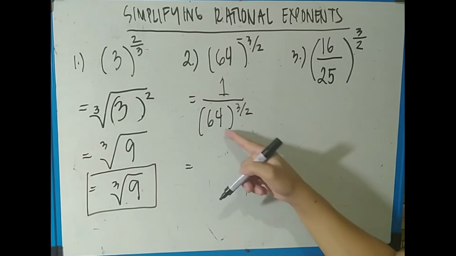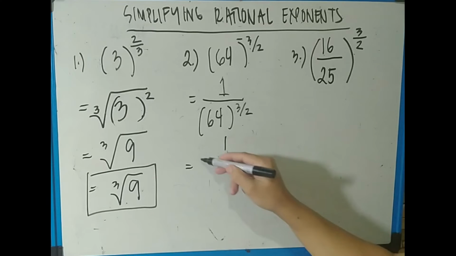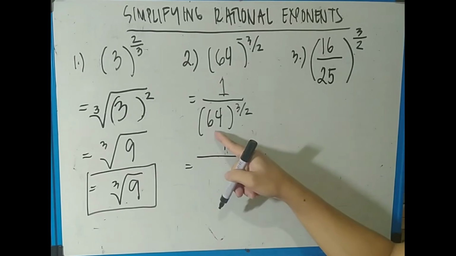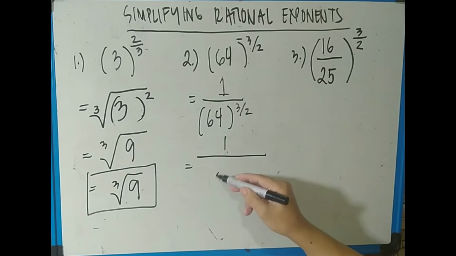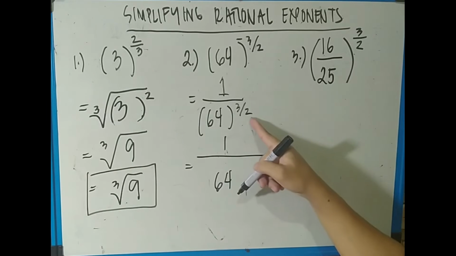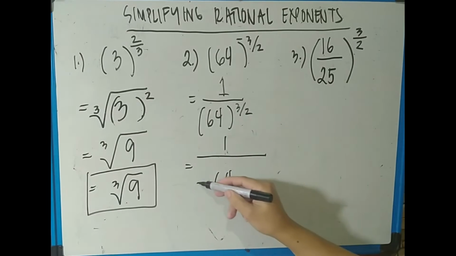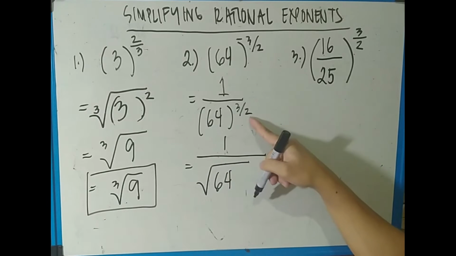Okay, solve for that. Ito lang naman ang solve natin. So we have 1 all over 64 raised to 3 over 2. Okay, so applying natin ginawa natin kanina, 64 will be your base. Your index will be the denominator. So ibig sabihin, the index here is 2. Since 3 over 2 tayo, the index will be 2.